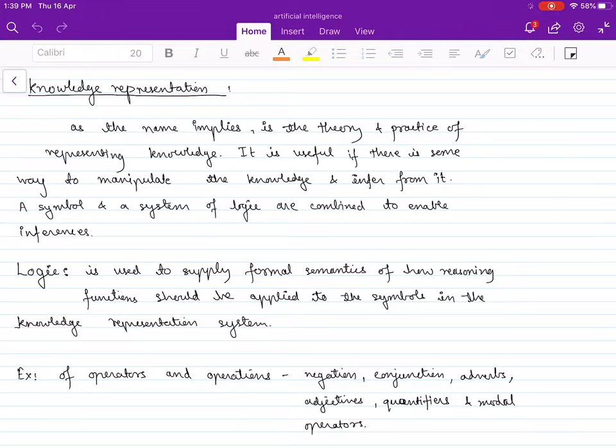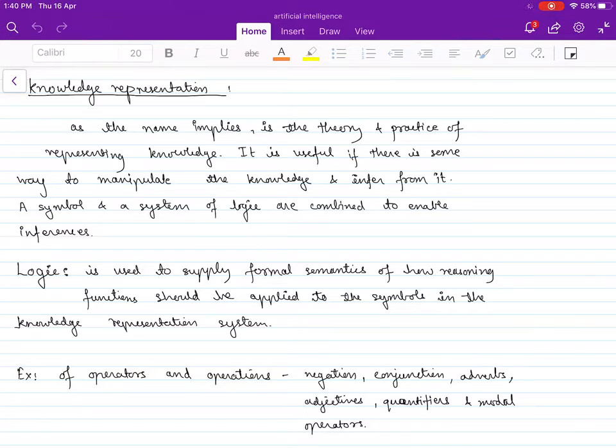Today's topic is knowledge representation. As the name implies, it's the theory and practice of representing knowledge. It is useful if there is some way to manipulate the knowledge and infer from it. A symbol and a system of logic are combined to enable inferences.